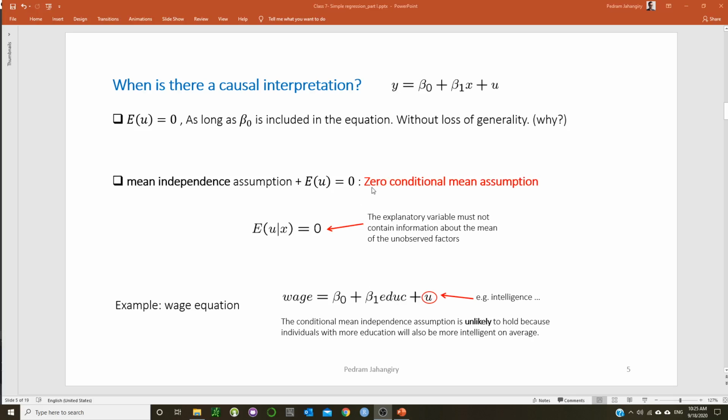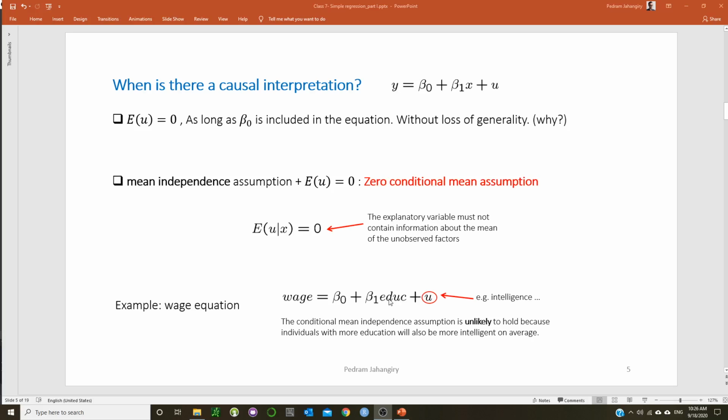We call this the zero conditional mean assumption, and it is going to play a huge role in our econometric, causal interpretation. So we have to read it like this: the explanatory variable must not contain any information about the mean of the unobserved factor. Let's go back to our example when we regress wage on education. Here we basically say that the average of all those unobserved factors has nothing to do with education. So if I look at the conditional expectation of all these unobserved factors given education, for different levels of education, it should be equal to 0.